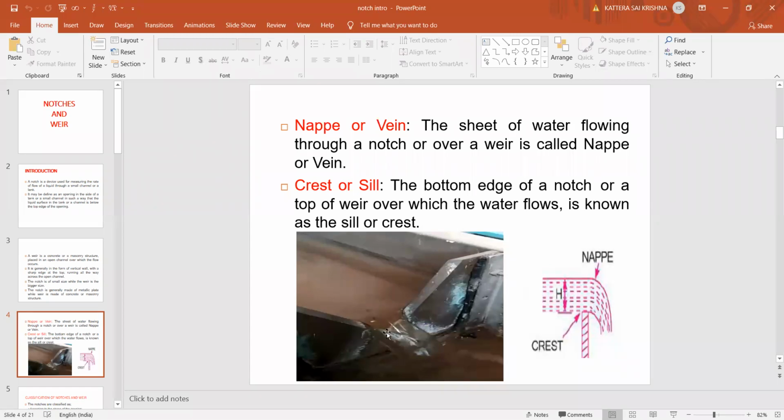The height, this height, is called the crest. It is nothing but this point where we are seeing here. If you see the side view, this point is this point. So that is called the crest, C-R-E-S-T, crest.